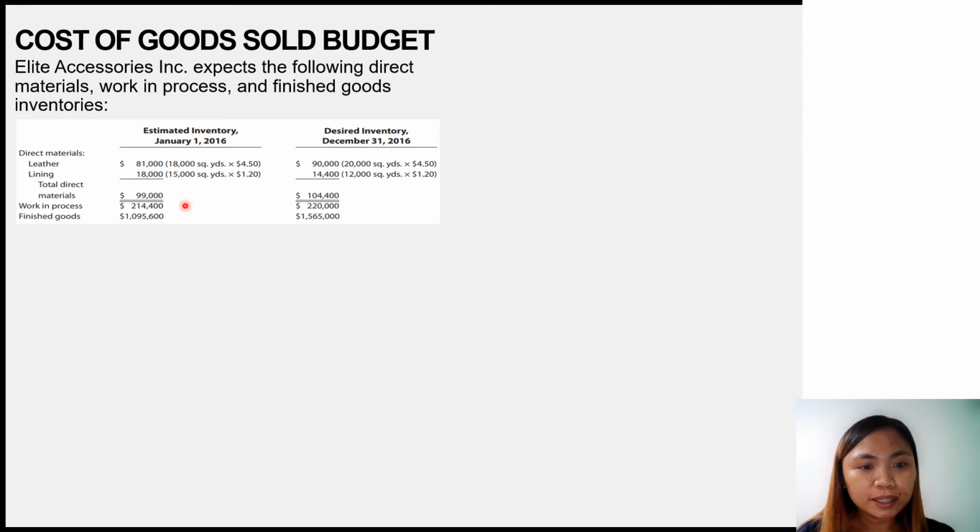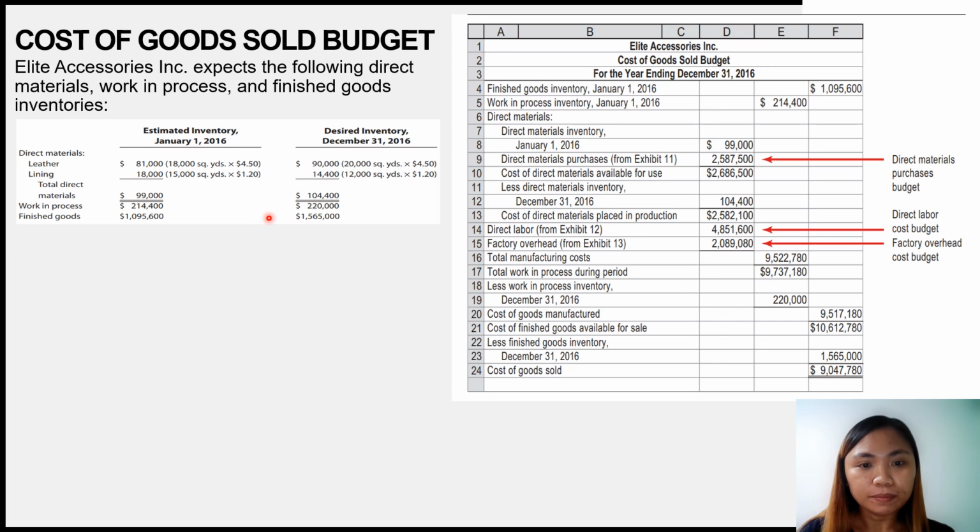The work in process beginning is estimated at $240,400, and the desired ending work in process is at $220,000. The finished goods inventory beginning is estimated at $1,095,600, and the finished goods inventory end is desired at $1,565,000. So this is how we would compute for the cost of goods sold budget for Elite Accessories Incorporated for the year ending December 31, 2016.